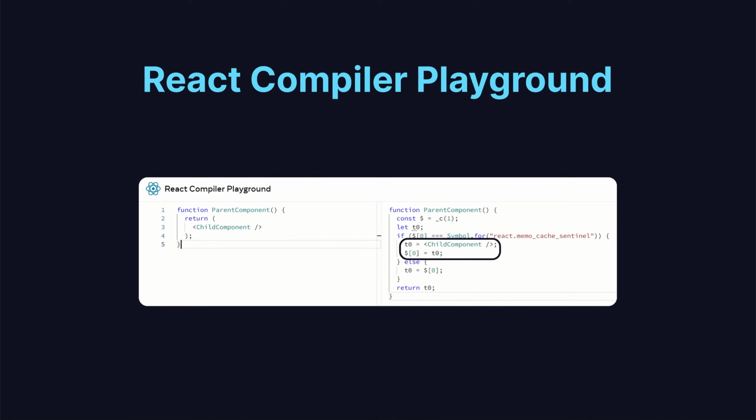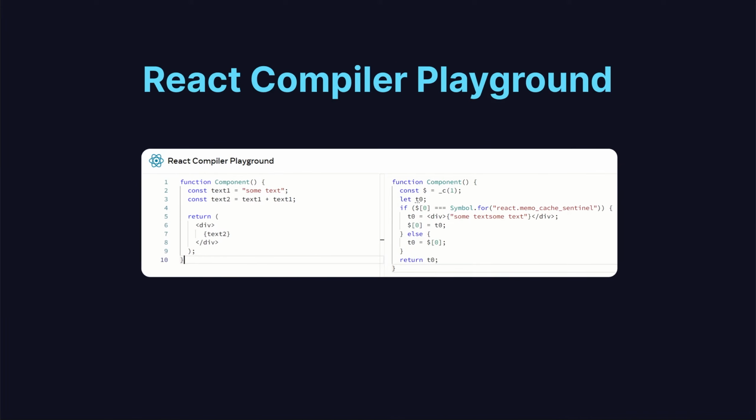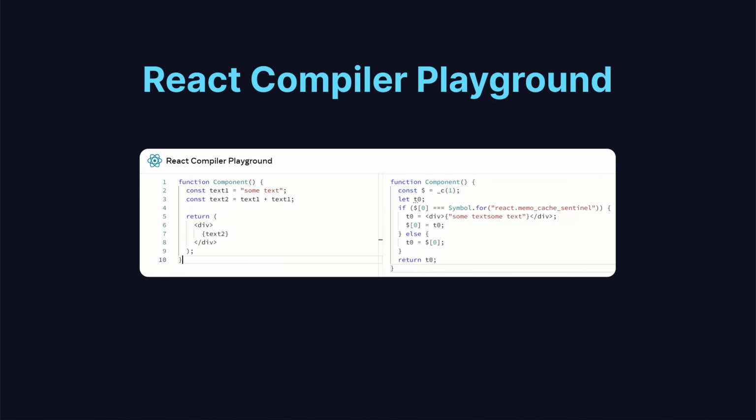What this does is that it memoizes the output once and then reuses it forever, since the value of the symbol is always the same. Earlier I said that in some cases React compiler memoizes things even more efficiently than useMemo or useCallback do.